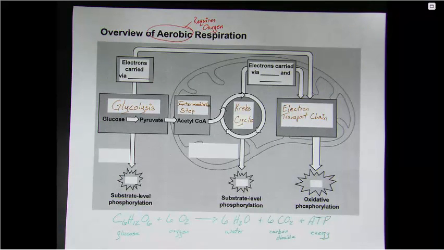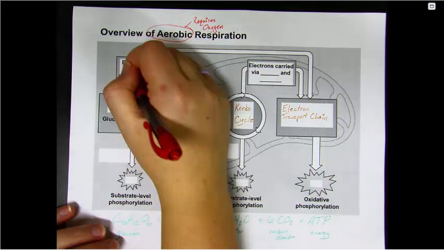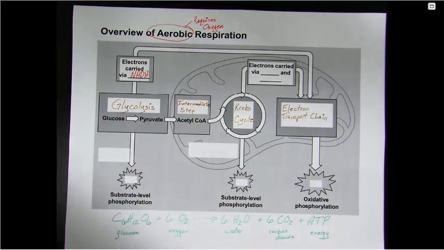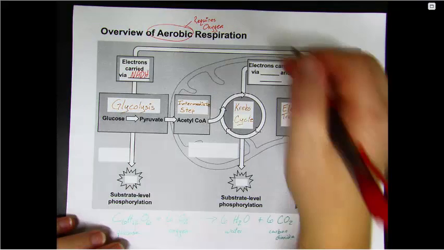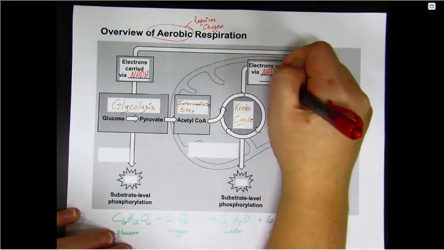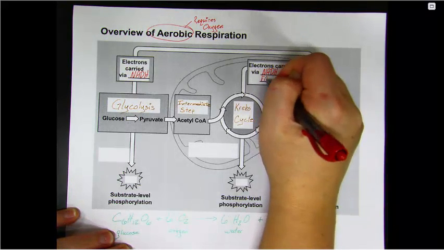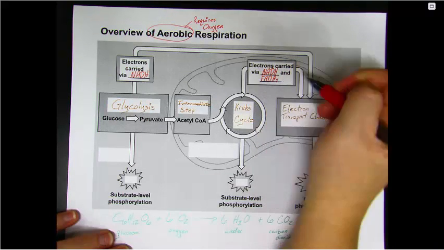Now, within each of these steps, there's several products that are produced and then subsequently used. Now, we follow these arrows to see where those products are transferred. There's these really cool products called electron carriers, and the process of glycolysis produces electron carriers called NADH, and the process of the Krebs cycle also produces NADH, but it also produces this other electron carrier called FADH2.